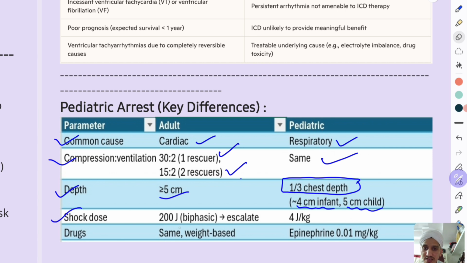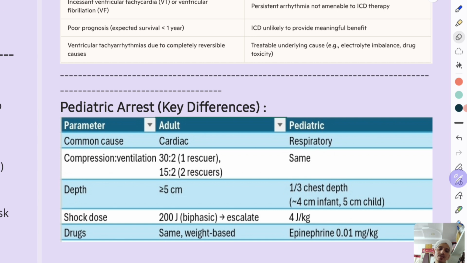Shock dose in adults biphasic 120 to 200 joules. In pediatric patients remember the dose is 4 joules per kg. Drugs, epinephrine and amiodarone you use. Epinephrine 1 mg, amiodarone first dose 300 mg bolus, second dose you can give 150 mg. Pediatric epinephrine dose is 0.01 mg per kg, and shock is 4 joules per kg. Just remember that.